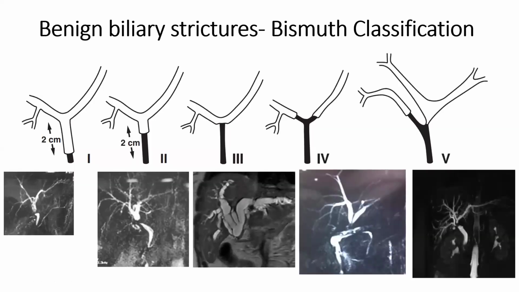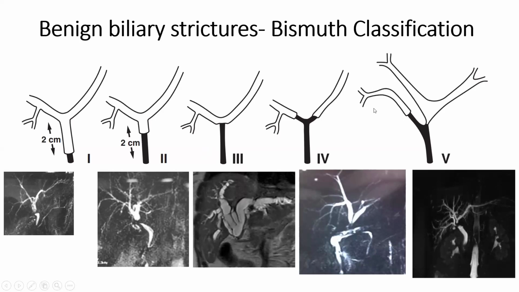And coming to benign biliary strictures, we generally use the Bismuth classification, and it is a type 1 stricture if the length of the CHD is more than 2 centimeters. Type 2 stricture, the length of the CHD is less than 2 centimeters. Type 3, if the floor of the confluence is involved but the roof is patent. Type 4 stricture, when the hilar confluence is completely involved.